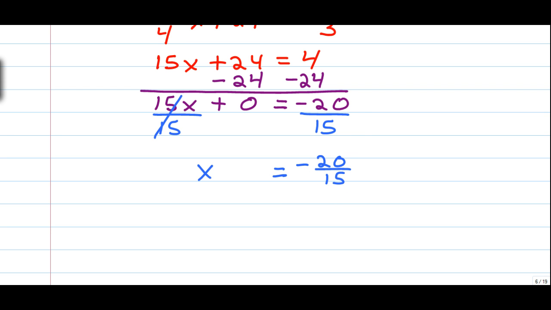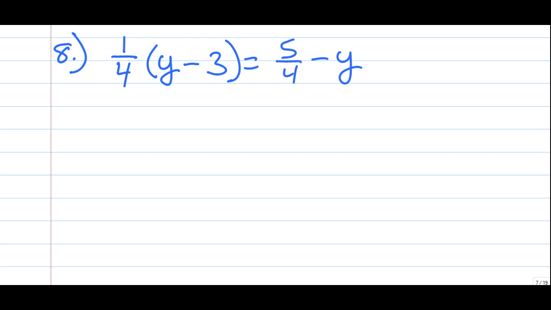We're not quite done though. We want to go ahead and reduce down the fraction. If we look at 20 and 15, they're both divisible by 5. So if we divide a 5 into a negative 20, it results in a negative 4. A 5 into a 15 results in 3. So our final answer is going to be negative 4/3.